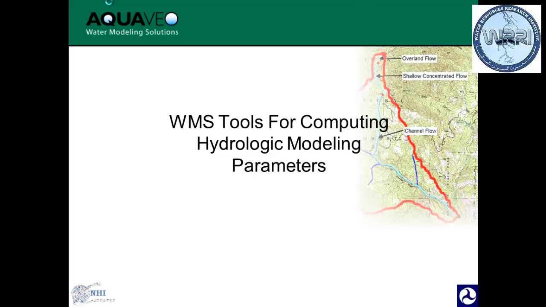But what we have not yet computed are the hydrologic parameters. And the hydrologic parameters are things like the curve number, infiltration rates, and the time of concentration and lag time for your watershed. So we're going to talk about how you compute those parameters for your watersheds.